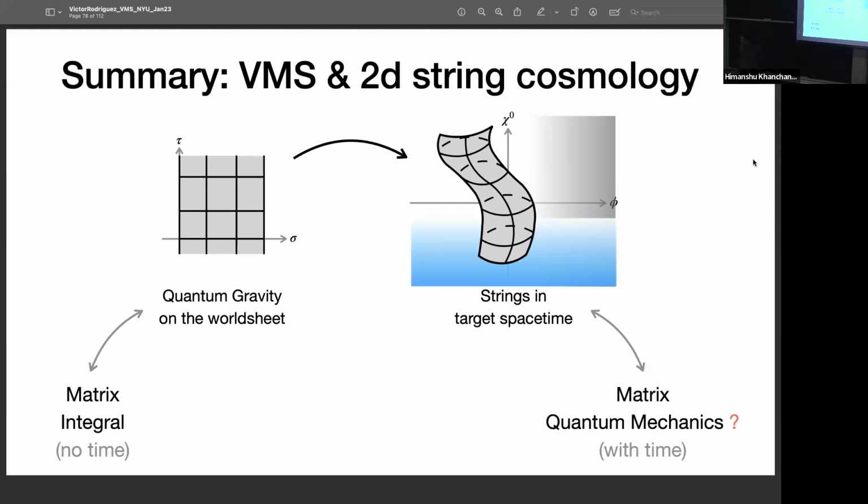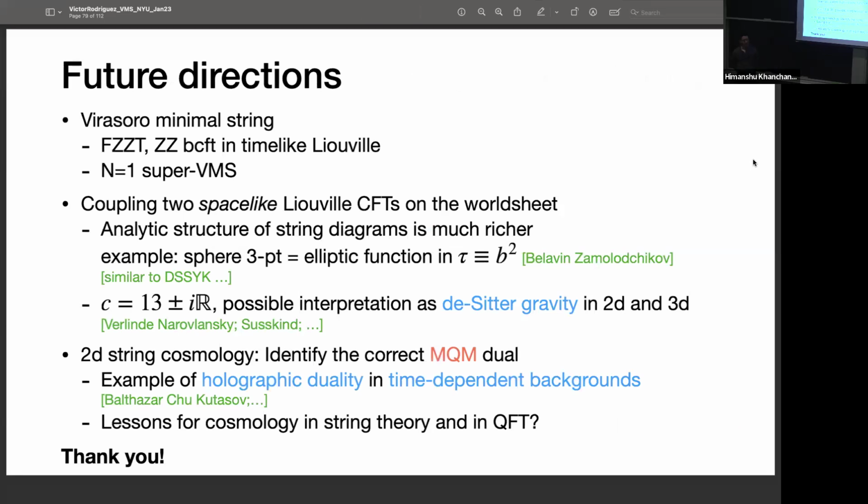So let me almost end here with some future directions. Some of them I briefly mentioned, for example, directly in the Virasoro minimal string, of course boundary conformal field theory and timelike Liouville theory, there's still much work to do. Of course, also some generalizations to consider, supersymmetric versions of such, which might lead to an effective potential that is stable in that case.